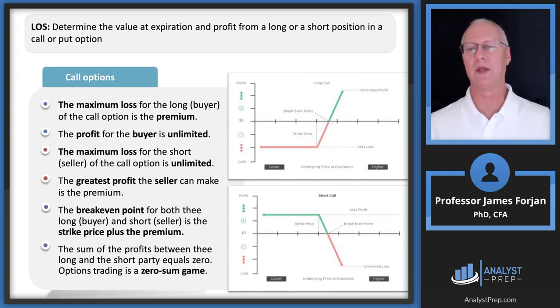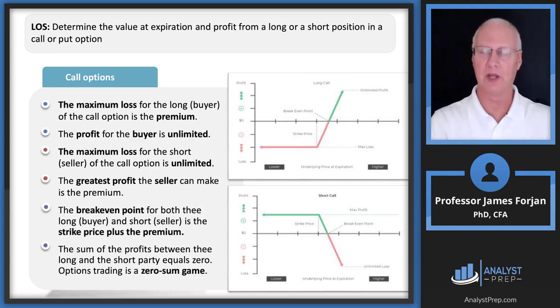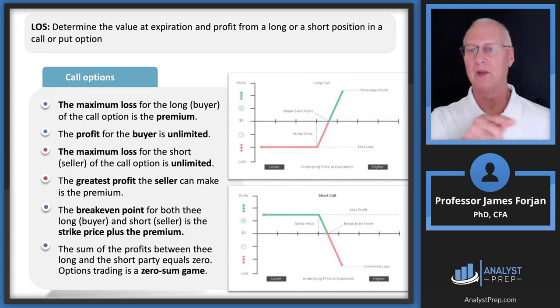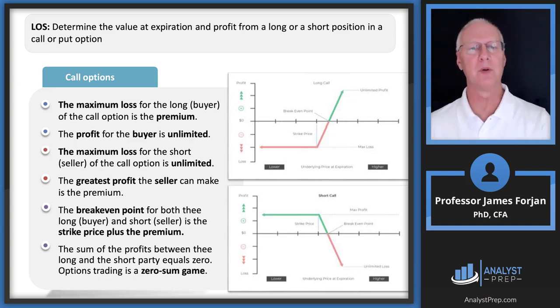So notice on the top right, what's the worst thing that can happen if we buy a call option? Well, we're long in the underlying asset, so the worst thing that can happen is if the stock price or the underlying asset price falls. So notice that's what we have in red. That's parallel to the horizontal axis because the most you can lose is the premium. So that's that first embedded bullet point. Maximum loss is the option premium.